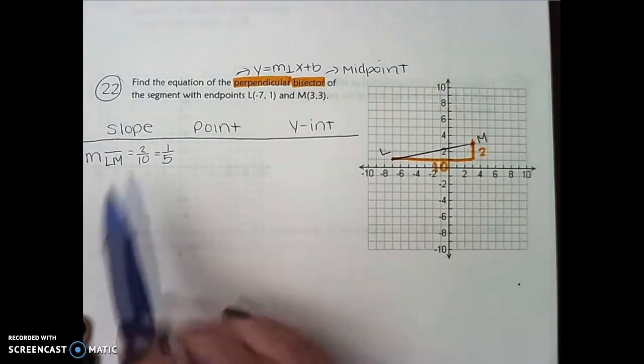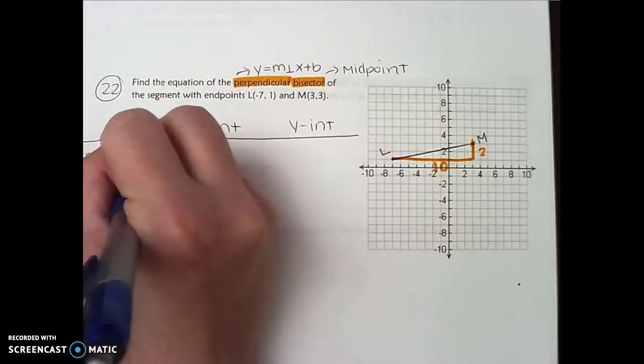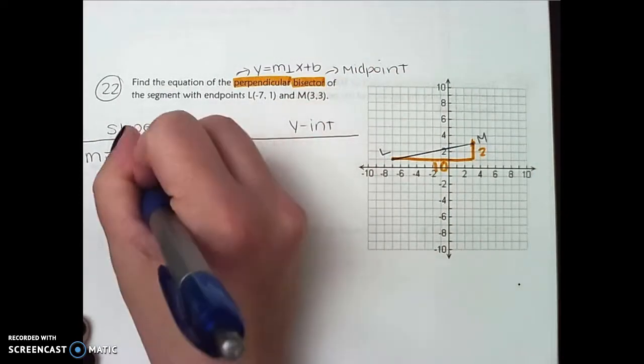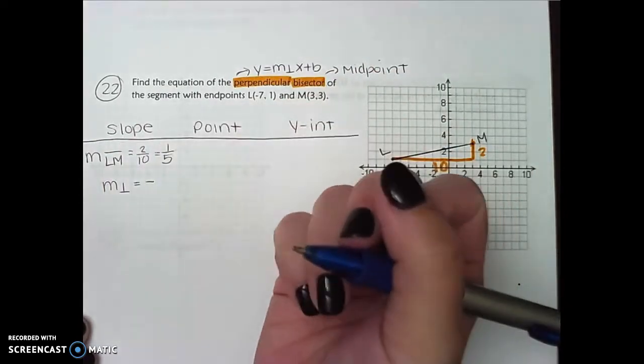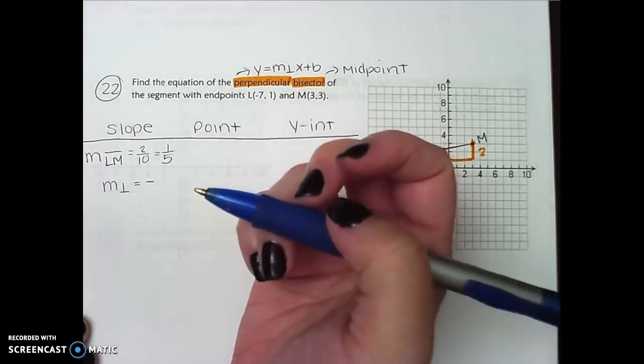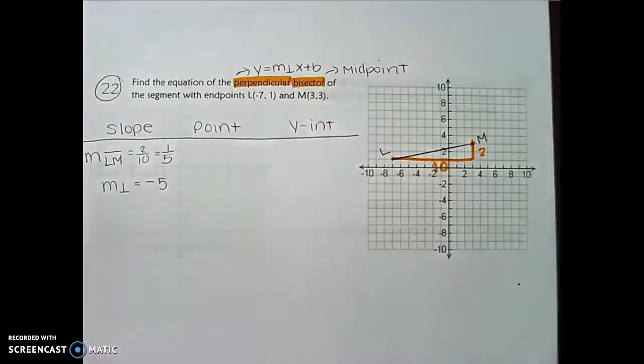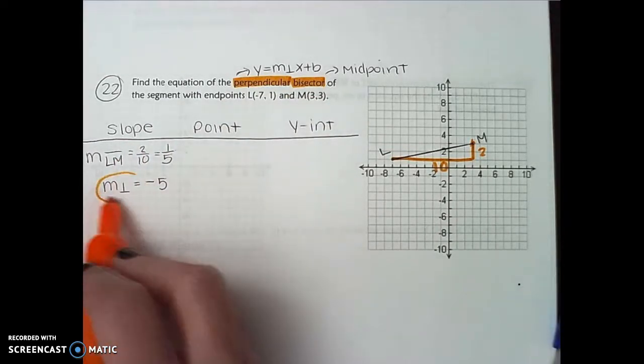Since I need the perpendicular slope, I'm going to find that next. I need my negative inverse. I'm starting with a positive slope, so my perpendicular slope will be negative, and then I have to find the reciprocal. So the reciprocal will be 5 over 1, or just 5. So my perpendicular slope that I will use is negative 5.